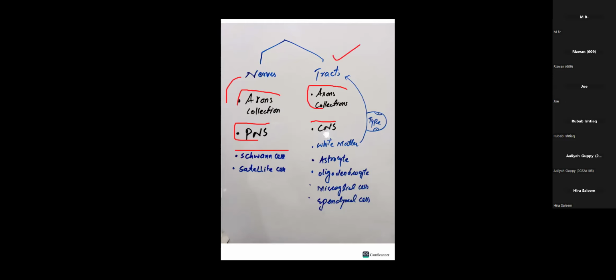Then, myelination of the neurons. Which cells are used to myelinate neurons in the peripheral nervous system? These are Schwann cells and satellite cells, and there are four types of cells which myelinate the neurons in the central nervous system.